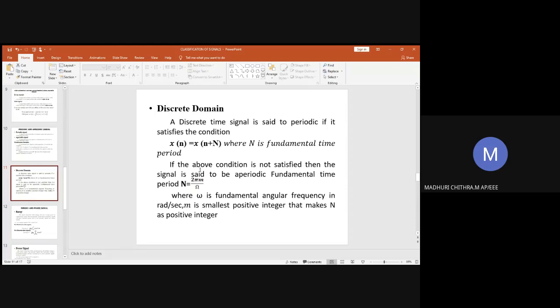If the above condition is not satisfied, then the signal is said to be aperiodic. The fundamental time period N is equal to 2 pi m divided by omega, where omega is the fundamental angular frequency and m is the smallest positive integer that makes N a positive integer. We will study this in future classes and solve problems to get better knowledge about all these signals. Here it is just the definitions and formulas for periodic, aperiodic, even, odd, analog, digital, continuous and discrete time signals.